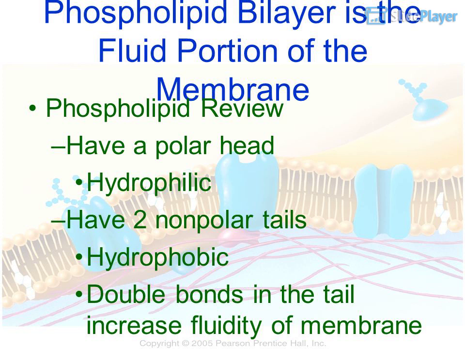Phospholipid review. Phospholipids have a polar head, which is hydrophilic, and two nonpolar tails, which are hydrophobic. Double bonds in the tail increase fluidity of the membrane.